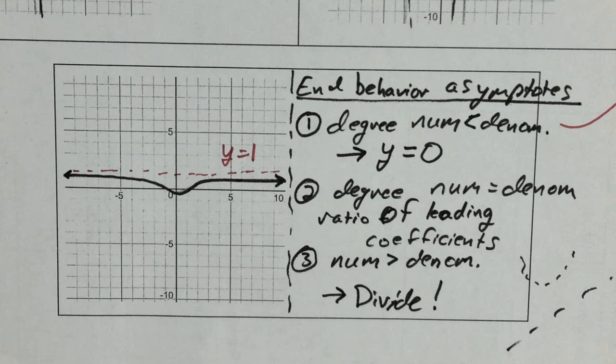And that's pretty much it for end behavior asymptotes and vertical asymptotes and domain of rational functions.